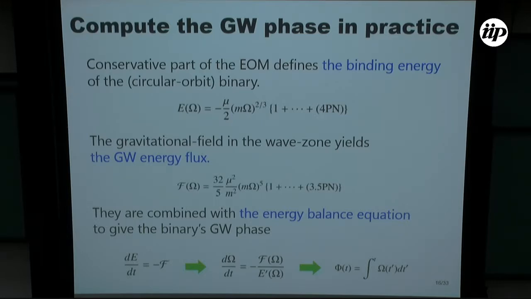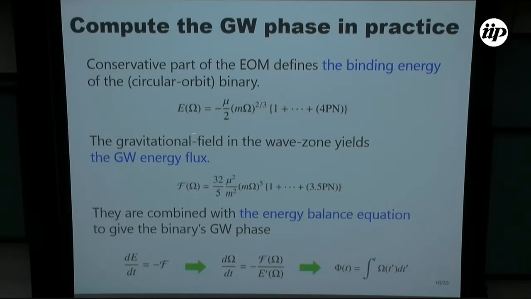And instead of directly computing the radiation reaction term of the equation of motion, we instead compute the energy loss, the flux, emitted from the system. This is written by the quadrupole formula at the lowest order plus some post-Newtonian correction up to 3.5 pn. And on the physical argument, the time change rate of this binding energy should be connected to the energy loss due to the gravitational wave flux. So we should have this so-called balance equation: E dot should be equal to minus the flux.